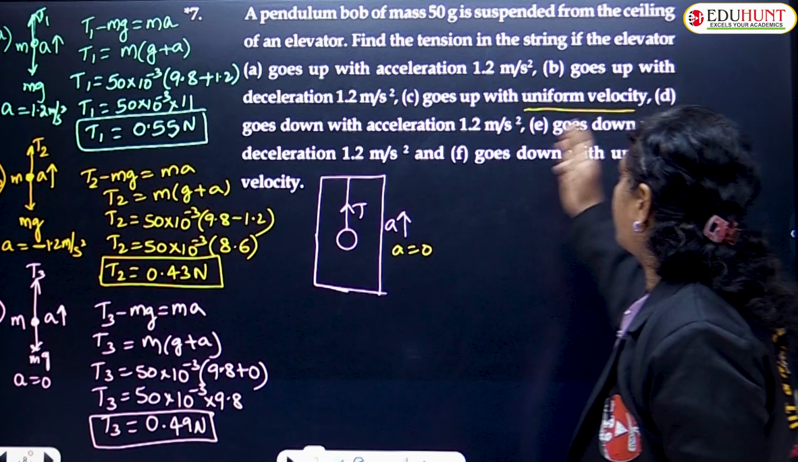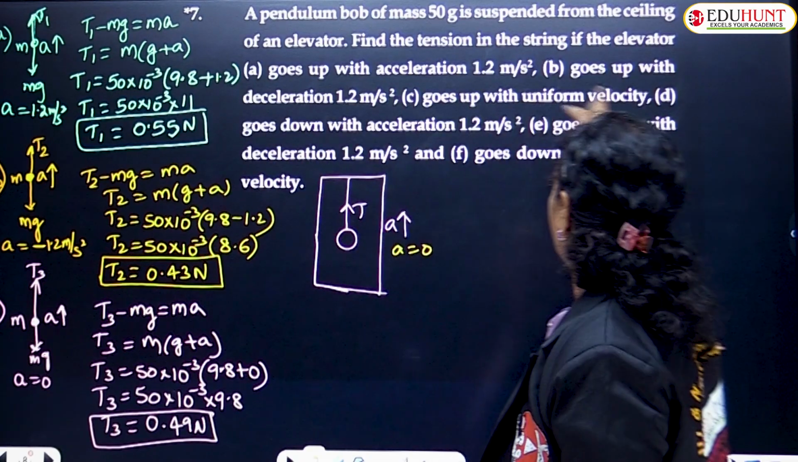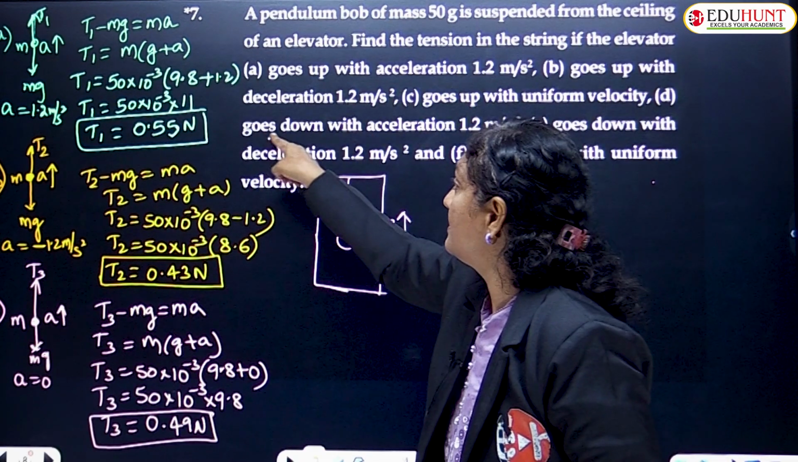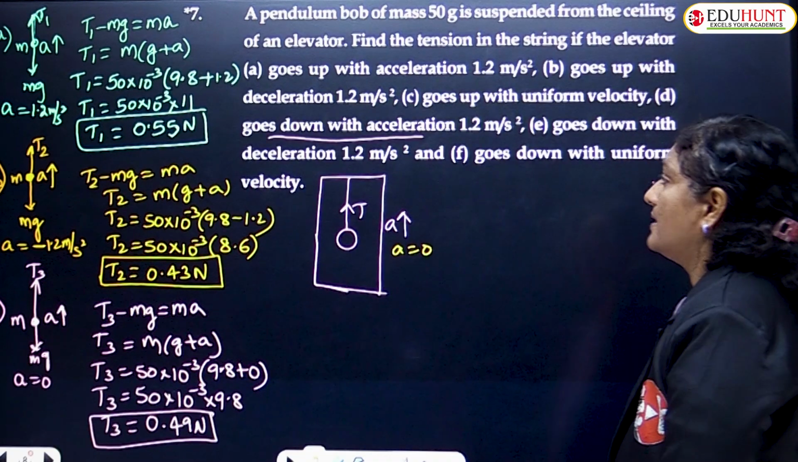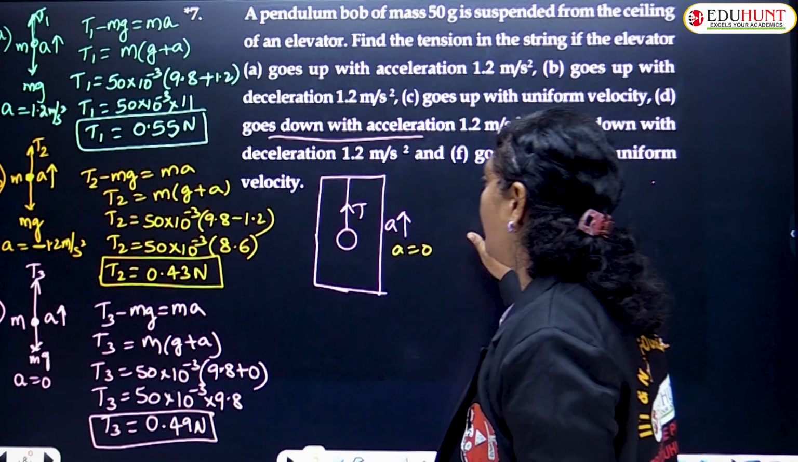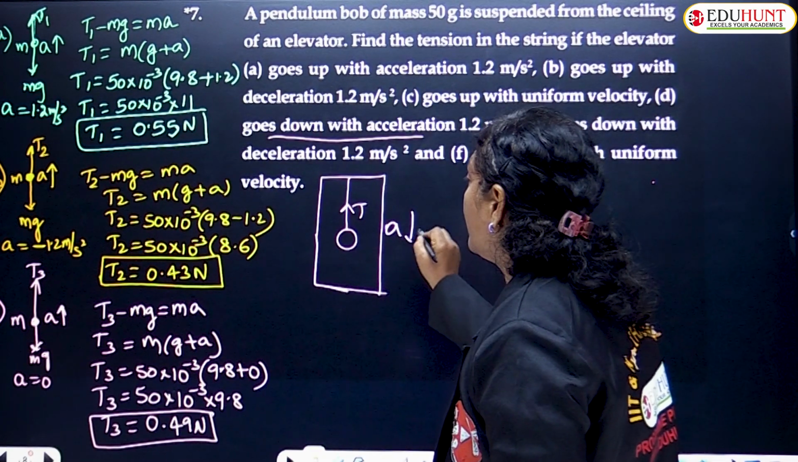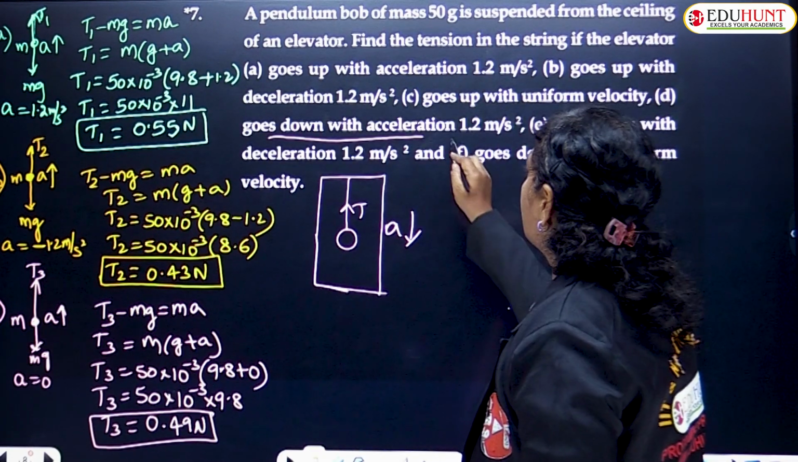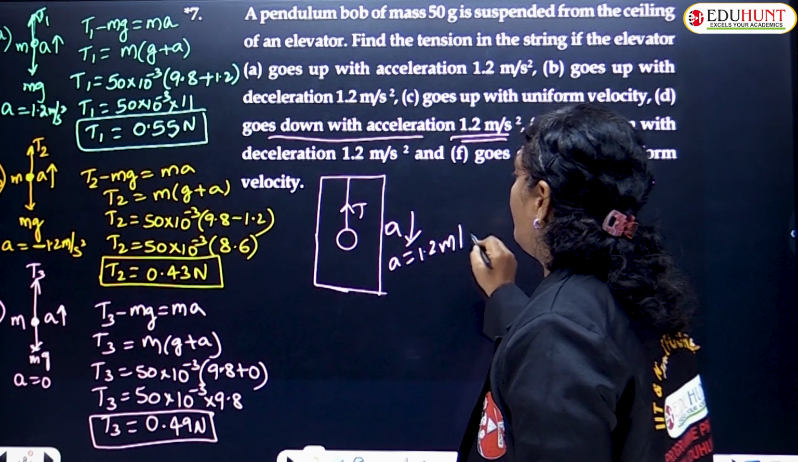So earlier the lift was going up with some acceleration, up with some deceleration, up with uniform velocity or zero acceleration. Now the next case, the fourth case, it was given that the elevator goes down with an acceleration of 1.2 meter per second square. So the same question, but now the condition has changed. It is now moving downwards, downwards with an acceleration, and the acceleration is given as 1.2 meter per second square.